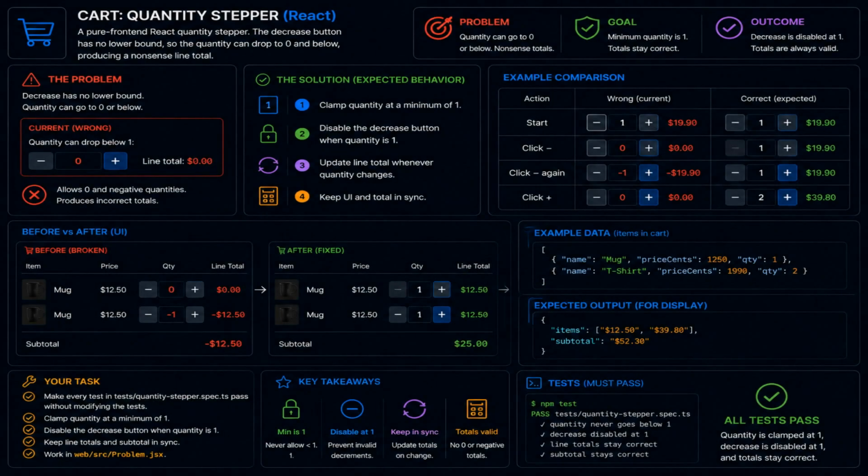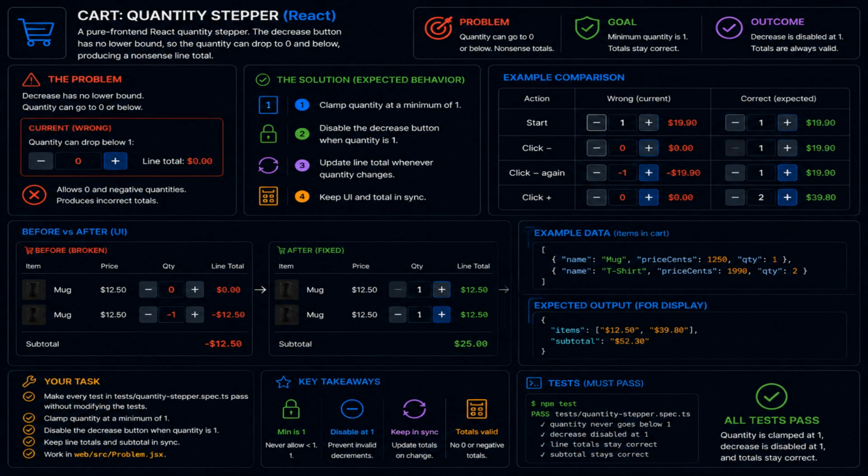Hello everyone, in this video we are fixing a critical state constraint bug in a front-end React checkout component on Develow.com. Currently, our item quantity stepper doesn't enforce a lower boundary. A user can click the decrease button indefinitely, driving the quantity to 0 or negative numbers, which creates completely broken, nonsense line totals. We need to clamp the minimum quantity to 1, disable the button when that boundary is hit, and ensure our cart computations stay perfectly in sync.